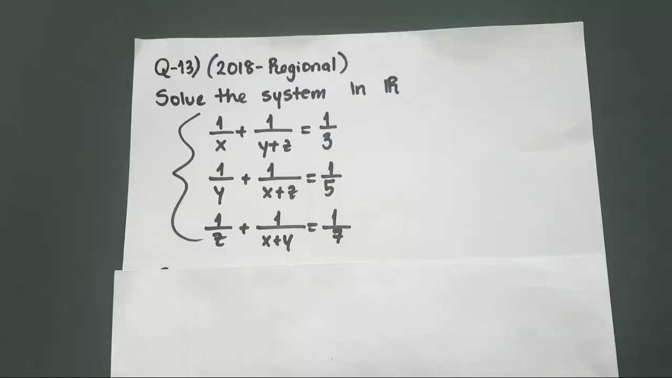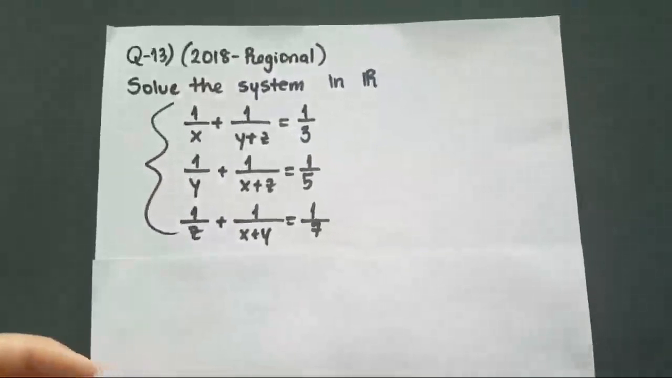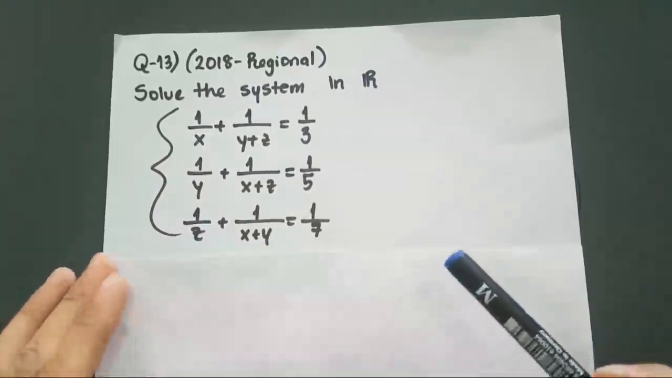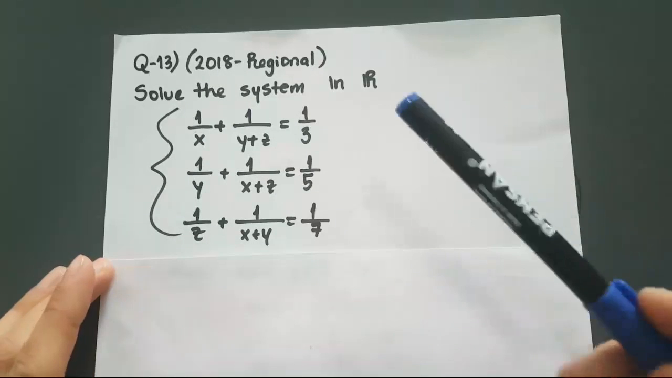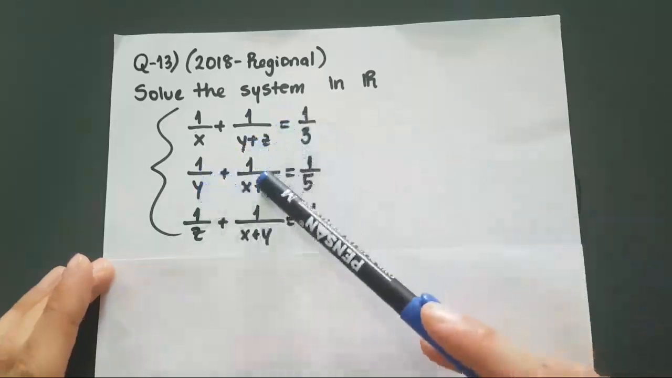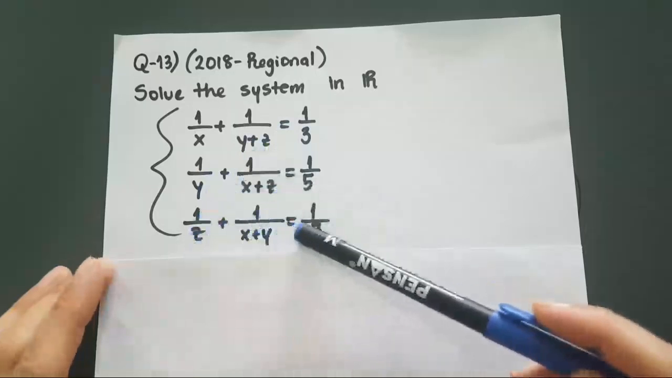Yes, try to change the equations a little bit. Try to write them in some other forms which are easier to solve. 1 over x plus 1 over y plus z, 1 over y plus 1 over x plus z, 1 over z plus 1 over x plus y.